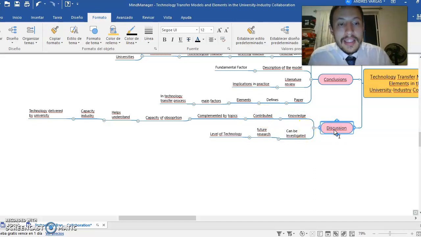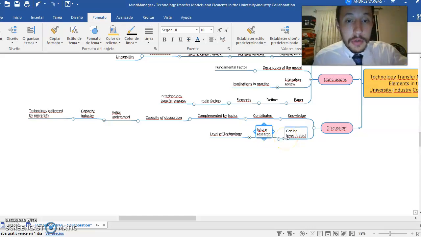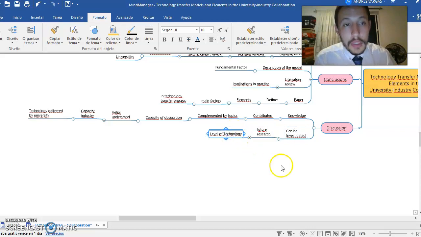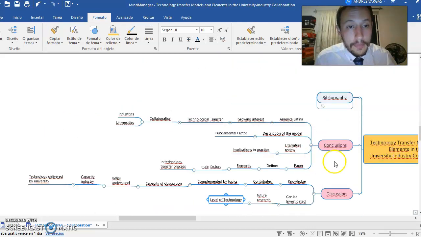Also, in the discussion, we have what can be investigated. Why? Because they already have future research. That means in the future it could be researched. So also, what could be researched? The level of the technology that is being shared.